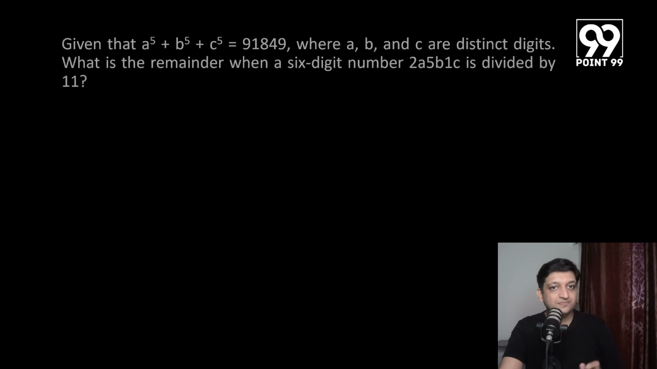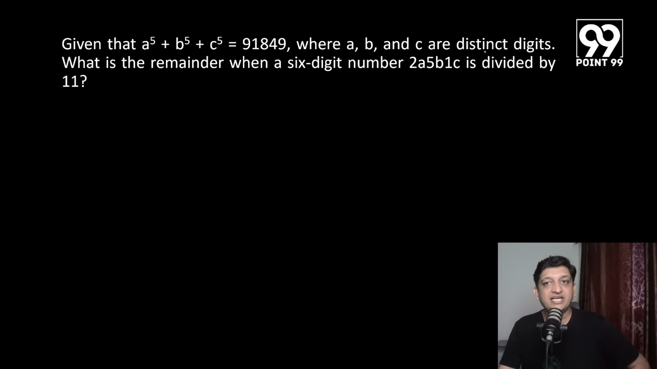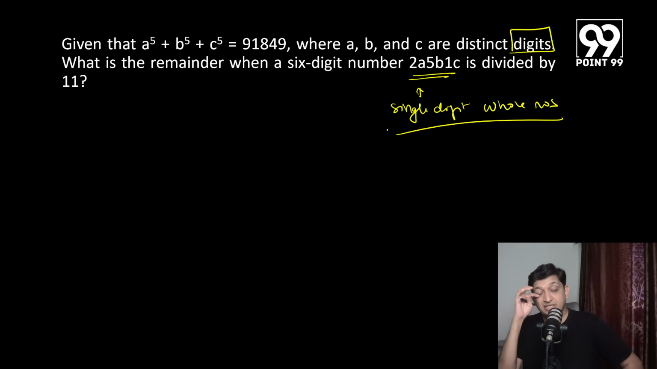Let's look at the next question. A very interesting question. So try this out and then you can have a look at the solution. Now given that a raised to 5 plus b raised to 5 plus c raised to 5, where a, b, c are distinct digits, very important, and a 6-digit number is formed. So we know that these are all single digit whole numbers, right? So single digit numbers is what we're looking at, and we are raising everything to 5. And when I'm raising stuff to 5, effectively it ends up getting added to a number that ends in a 9.